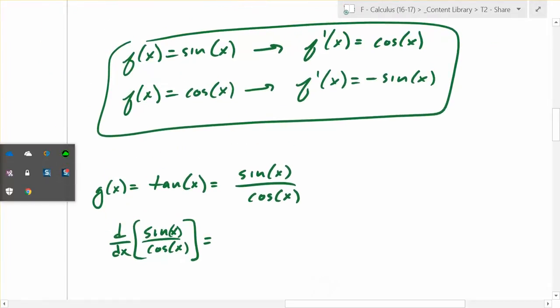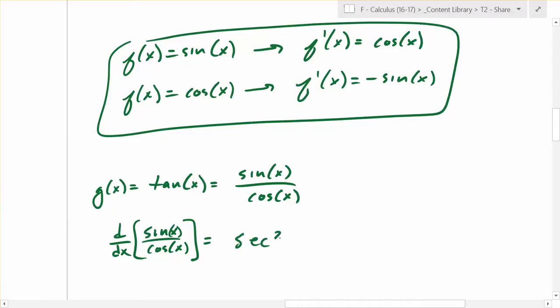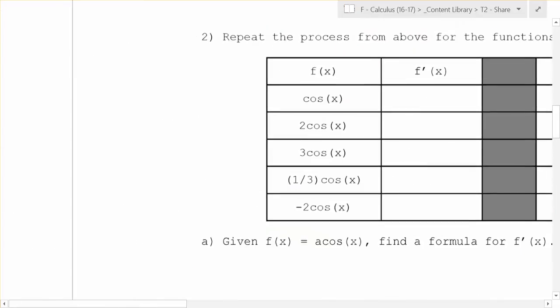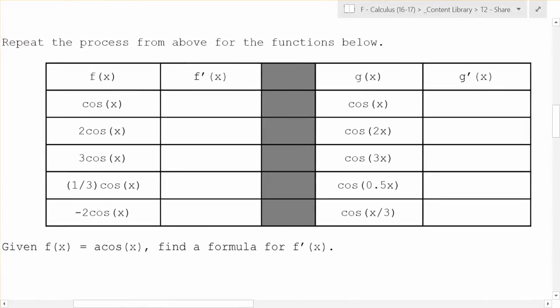You did this out, and you end up with secant squared x. You have to remember that the derivative of tangent is secant squared. Now there's this chart we could fill out where we now know the derivative of cosine is negative sine of x, right? What's the derivative of 2 cosine? What does that 2 do? It's just what? Negative 2 sine x, right? And this is going to be negative 3 sine x, right? Anything change here? Not really.